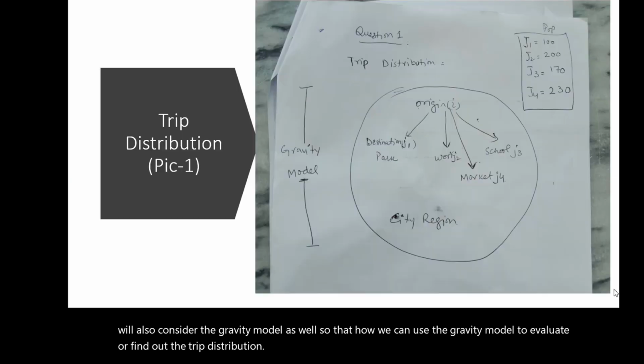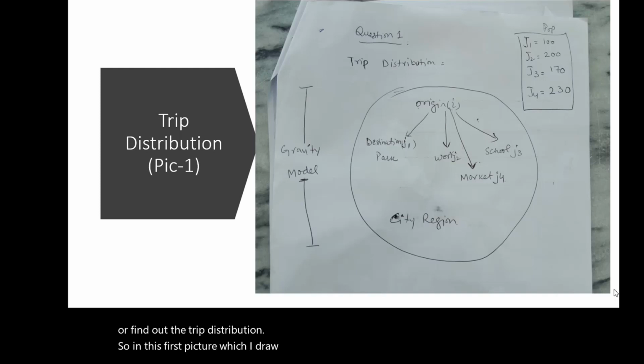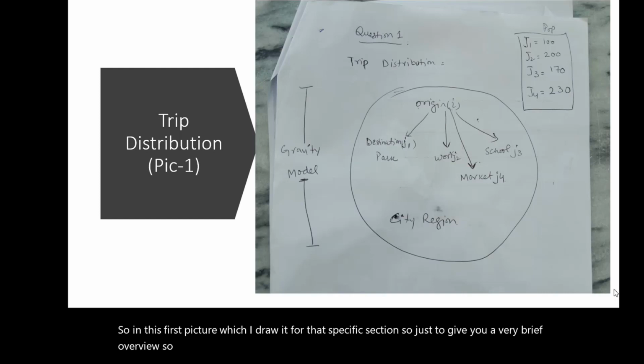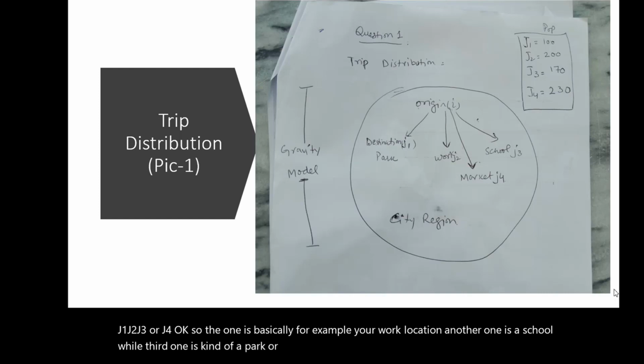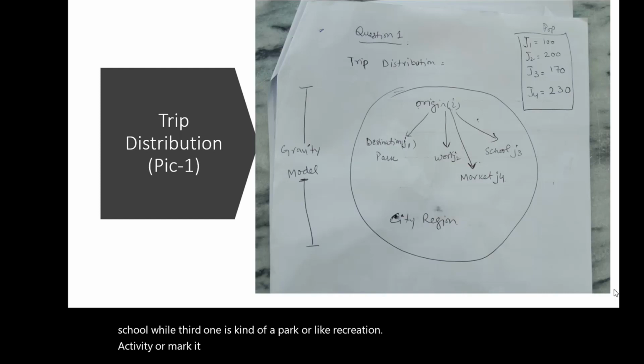So in this first picture, which I drew for that specific section, just to give you a very brief overview, as you can imagine, from origin I in zone 1, we have 4 different zones such as J1, J2, J3 or J4. Okay. So one is basically, for example, your work location, another one is a school, while the third one is a park or recreation activity or market or something. Okay. So all those destinations are located with different numbers of populations.